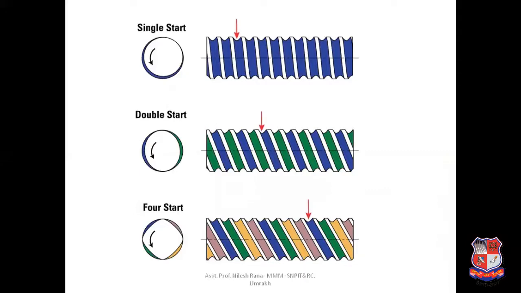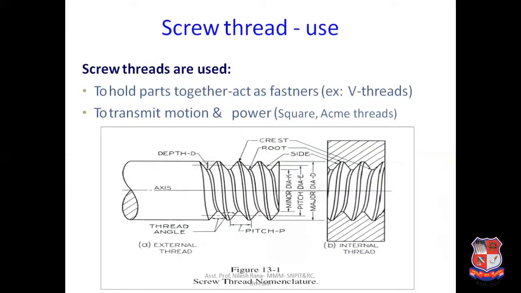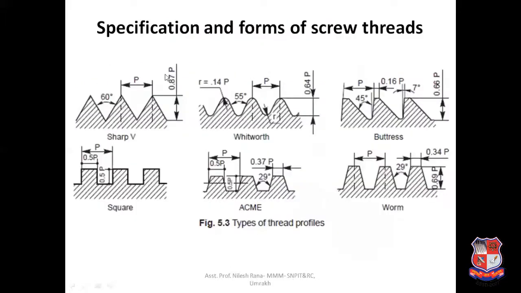Now this is where screw threads are used. We all know about these things. Screw threads are used to hold parts together and act as a fastener, like the V thread, and to transmit motion and power, like square and Acme thread. Here the same figure is there. Now these are the types, the forms of screw thread.